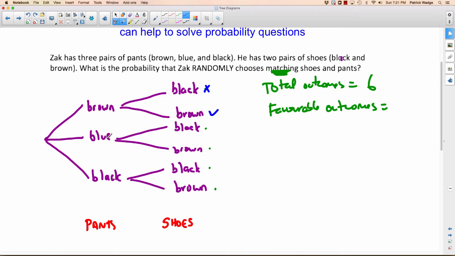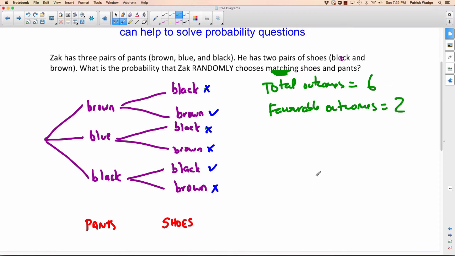How about this one? The next one right here. Blue pants, black shoes. Nope. How about this one? Blue pants, brown shoes. Nope. How about this one? Black pants, black shoes. Yes, that's a match. And how about the last one? Black pants, brown shoes. No, that's not a match. So favorable outcomes equals 2.